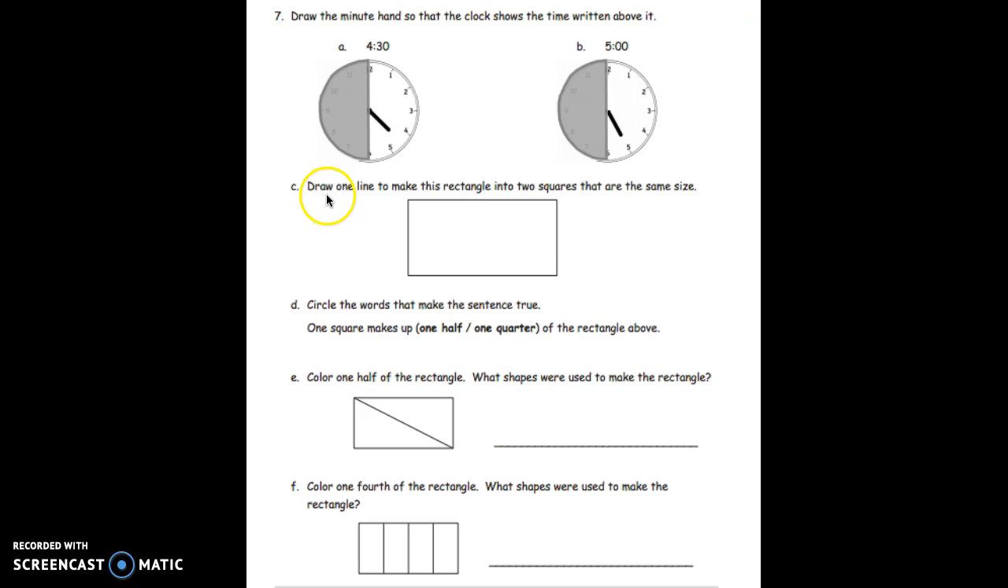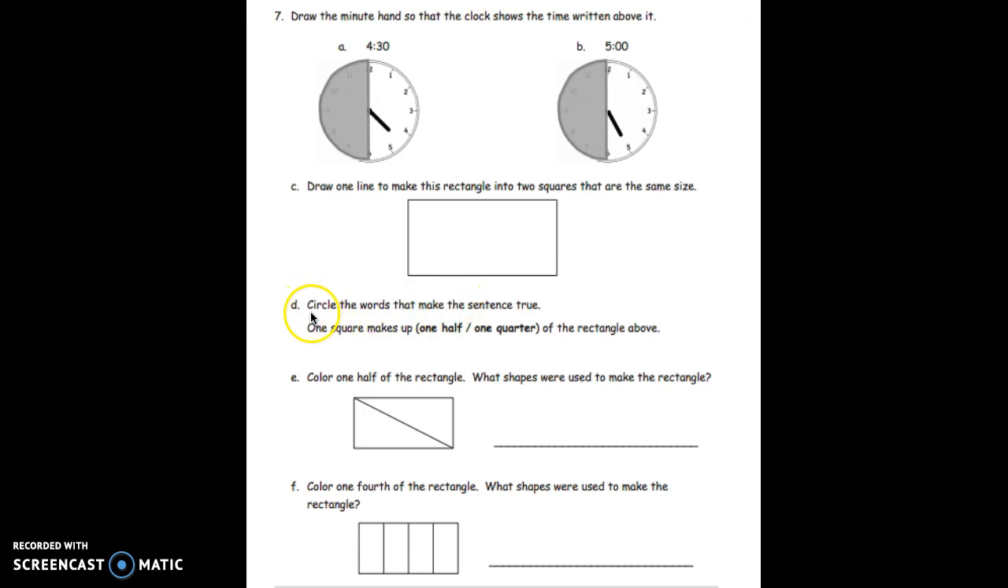Letter C, draw one line to make this rectangle into 2 squares that are the same size. So take your pencil and draw a line somewhere in this rectangle to make 2 squares that are the same size.